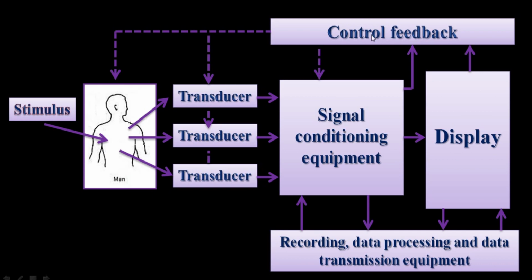Control feedback. This system usually consists of a feedback loop in which part of the output from the signal conditioning or display equipment is used to control the operation of the system in some way.